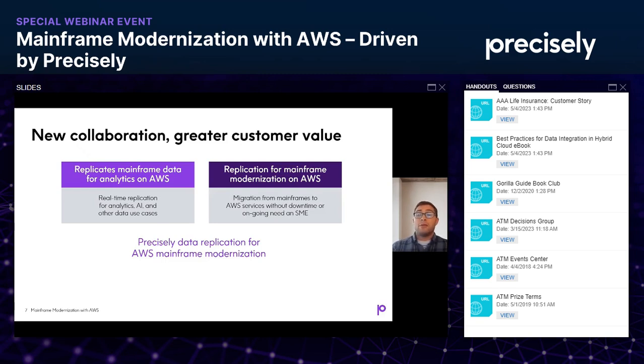There are really a couple different use cases that we look at here. But the main takeaway is that Precisely now provides the data replication engine behind Amazon Web Services mainframe modernization solution. This collaboration between AWS and Precisely will open up new possibilities for migrating from mainframes or optimizing mainframe architecture and data flows to ensure that they can coexist with key analytic capabilities that are in the market today.